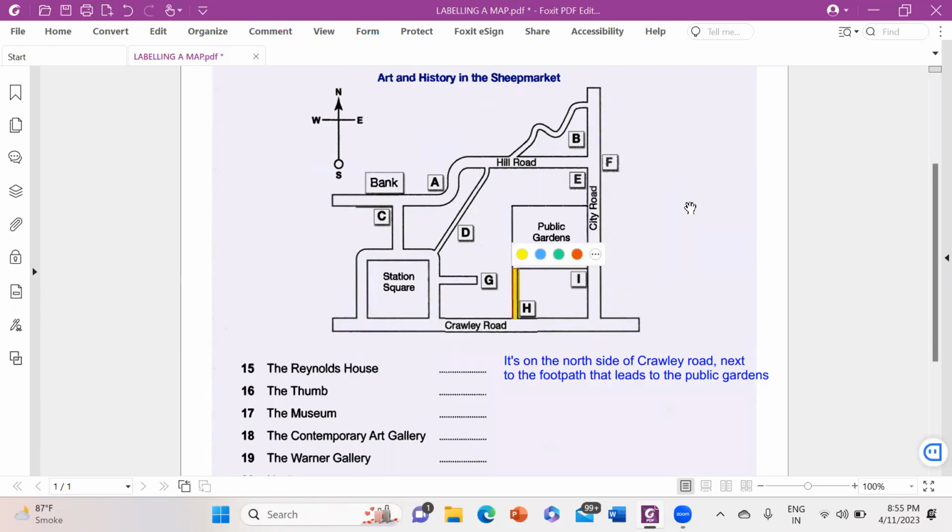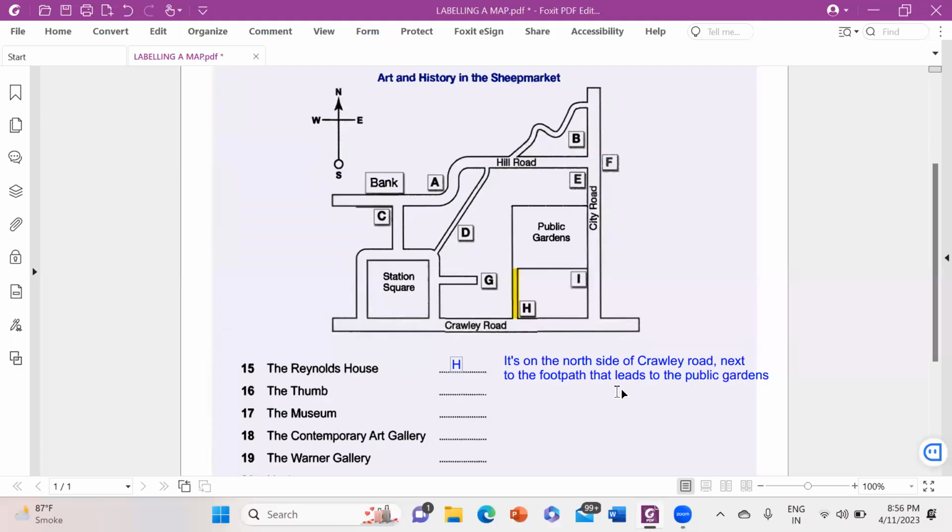Next to the footpath, what do we have? Let me know in the chat box. Which alphabet do you say is next to the footpath? H, right? So the answer is H. H is next to the footpath that leads to the public gardens.